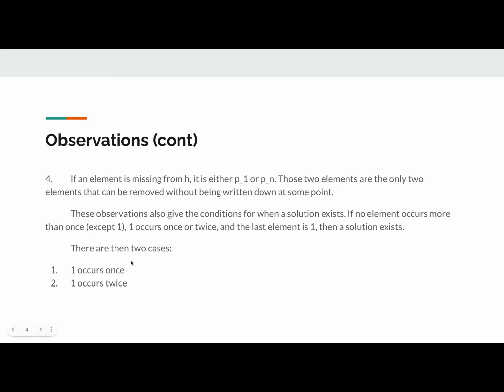So then there are two cases to consider in our solution. The first case is when the number one occurs once, as the last element in H, and the second case is when the element one occurs twice.